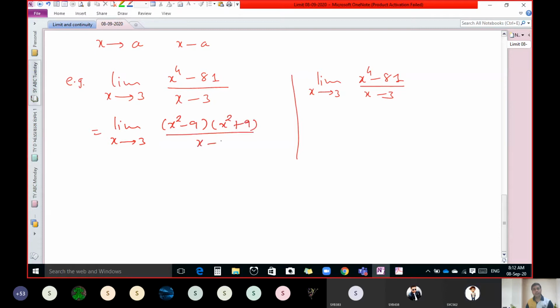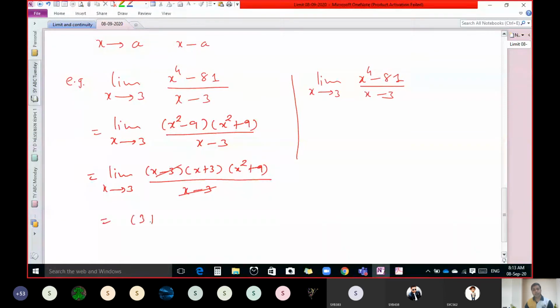Keep this x minus 3 as it is. Now once again, what is the factor of x square minus 9? That is (x minus 3)(x plus 3). And this x square plus 9 as it is, and this x minus 3 as it is. You can cancel this x minus 3 and now put x equal to 3.